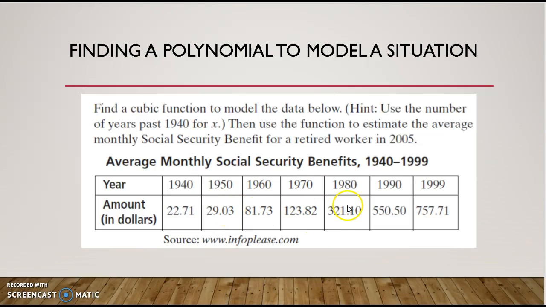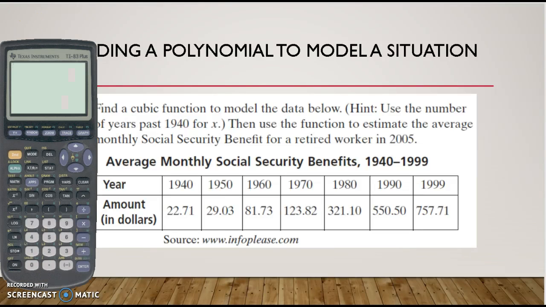And you can see the amount of Social Security that people receive has really increased rapidly from 1940 to 1999, and they want us to find a model and then predict the amount of Social Security that somebody would receive in 2005. So we're going to need our calculators to do this. And so first thing I'm going to do is take my calculator out and go to Stat, and I'm going to edit, and I want to put these in a list.